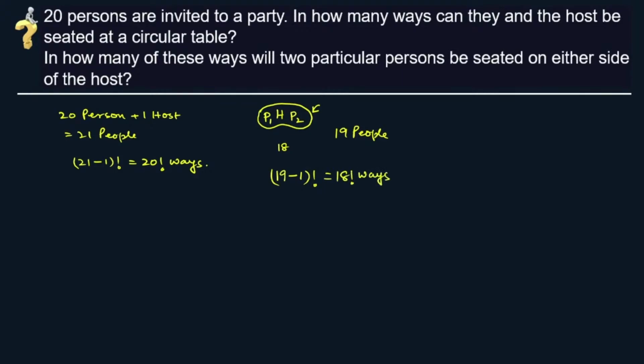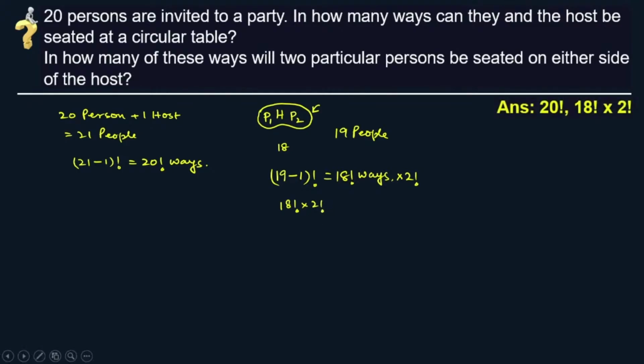Am I correct or not? But in every arrangement, this P1 and P2 can interchange their place. The question is, the two particular persons P1 and P2 will be on either side of H. Whether P1 is on the left side of H or the right side of H, it doesn't matter. But P1 and P2 will always be on either side of host H. So P1 and P2 can arrange among themselves in factorial 2 different ways. So the total number of ways will be factorial 18 into factorial 2.